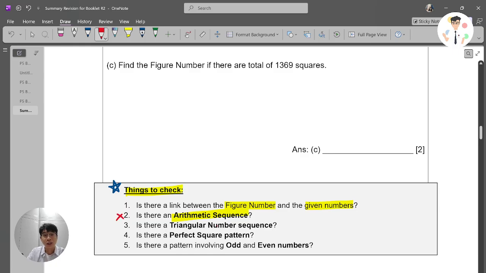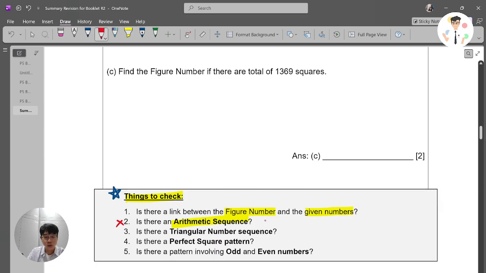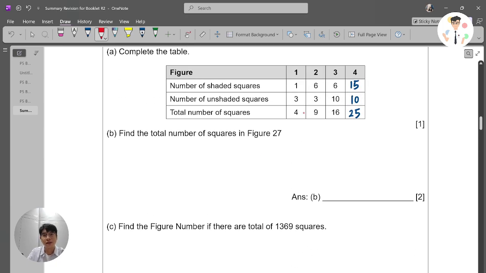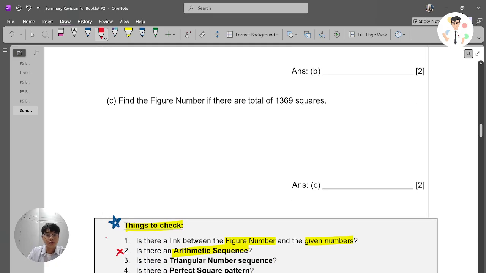How about triangular number sequence? Again, you have learned about triangular number sequence, and I think if you look at this, obviously it has nothing to do with triangular number sequence. So let's look at the next one.